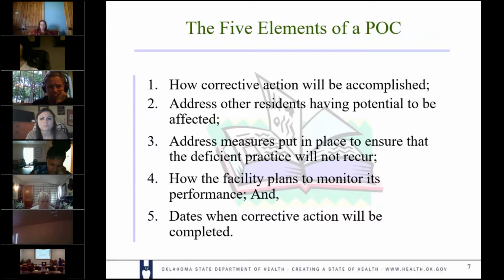Five elements of a POC. How corrective action will be accomplished. So you're going to tell us how the corrective action is going to be accomplished. You're going to address the other residents that have the potential to be affected by the deficient practice. You're going to address the measures put in place to ensure that the deficient practice doesn't reoccur, like we just spoke of, and how the facility plans to monitor its performance.